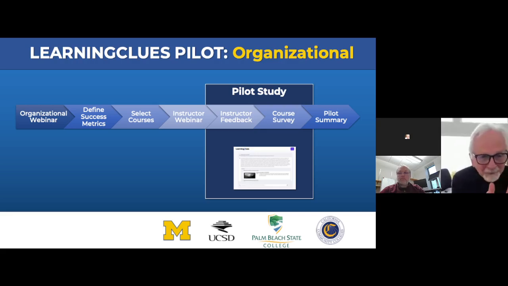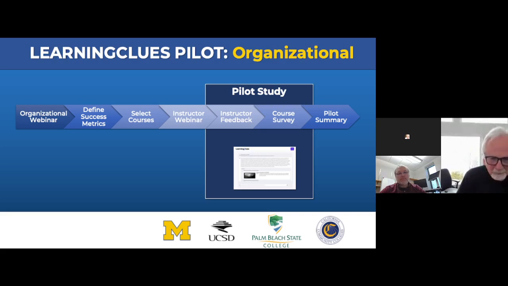We are now in the stage of inviting other campuses to participate in pilots. The pilot stage that we're in has an organizational level to this. We do a webinar. You connect with us. We will do a webinar to you and your staff. We want you to define success metrics. What would you expect this to do? It's important in this pilot to know what you're aiming for. You select the courses. We then start instructor webinars.